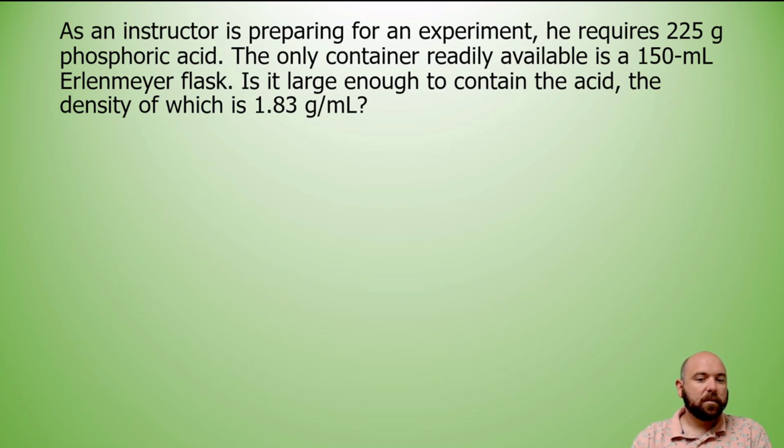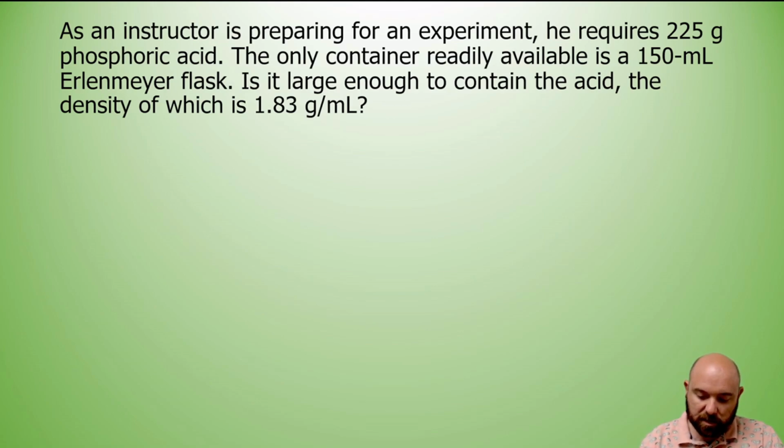Here on this slide, we have an example a little bit more tuned to chemistry. It reads, as an instructor is preparing for an experiment, he requires 225 grams of phosphoric acid. The only container readily available is a 150 milliliter Erlenmeyer flask. Is it large enough to contain the acid, which has a density of 1.83 grams per milliliter? So we saw on the last slide how when we're given those mixed units in a problem, we can go ahead and treat that as one of our conversion factors.